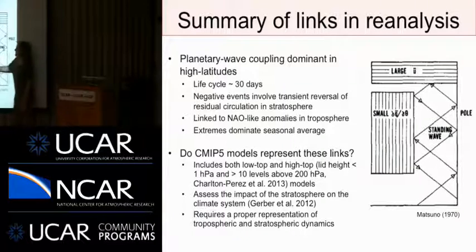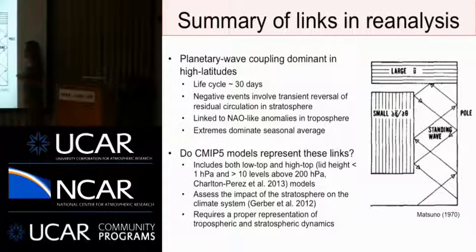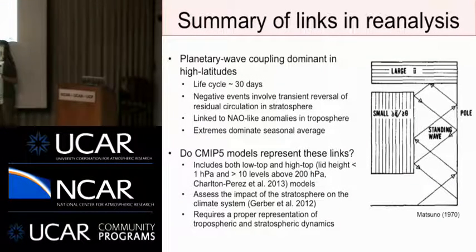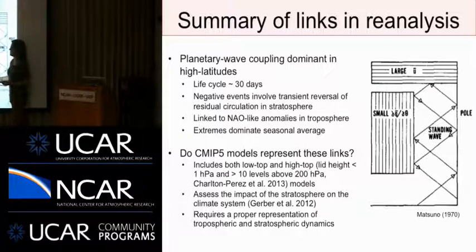But the question I want to finish up with in the second half of the talk is the role of these particular links in the CMIP-5 models, and can we use this as a new measure to say something about how the stratosphere impacts the troposphere? And why the CMIP-5 models are a useful tool from this perspective is because they include both low top models, where the stratosphere is not properly resolved, and high top models.